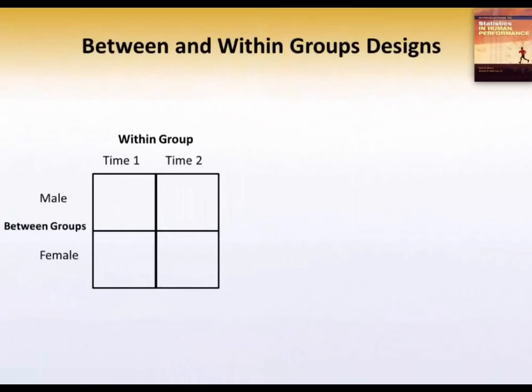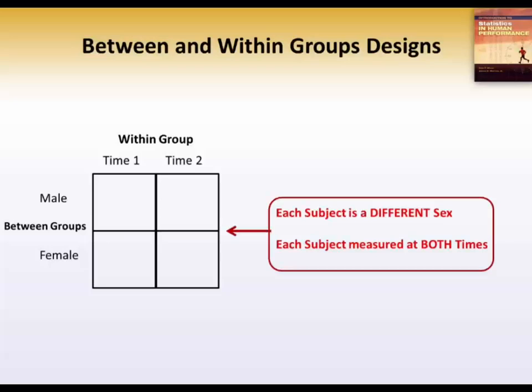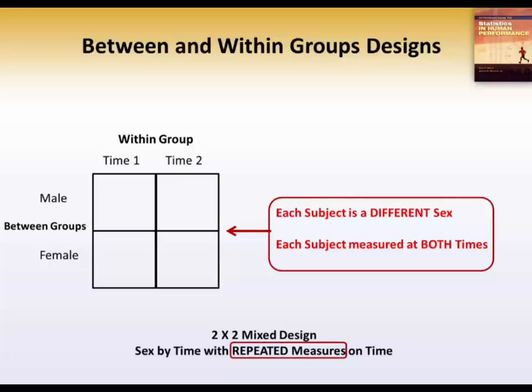This is now a within groups design with two independent variables. The independent variables are sex and time. The subjects will be measured at time 1 and time 2, but they are different subjects in the male and female independent variable. So each subject, of course, is a different sex, and each subject is measured at both times. This is a 2x2 mixed design, sex by time with repeated measures on time. The designs can then be expanded even further.